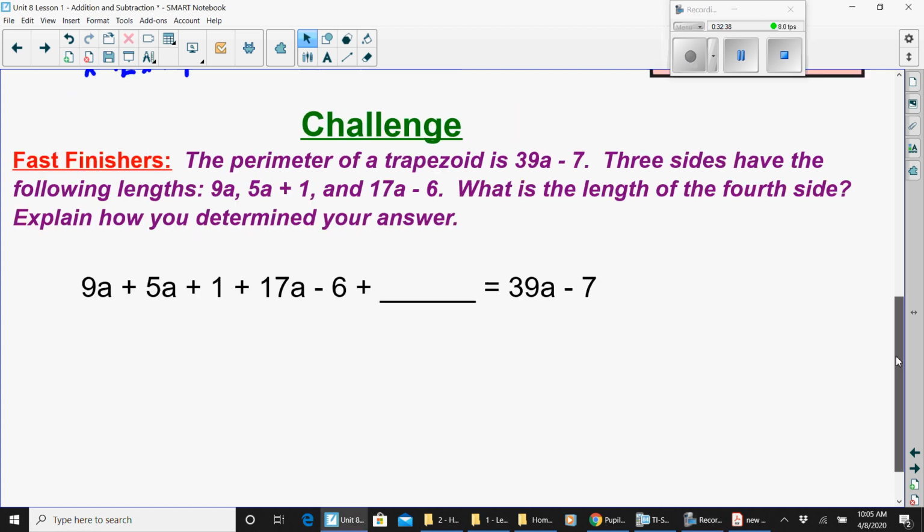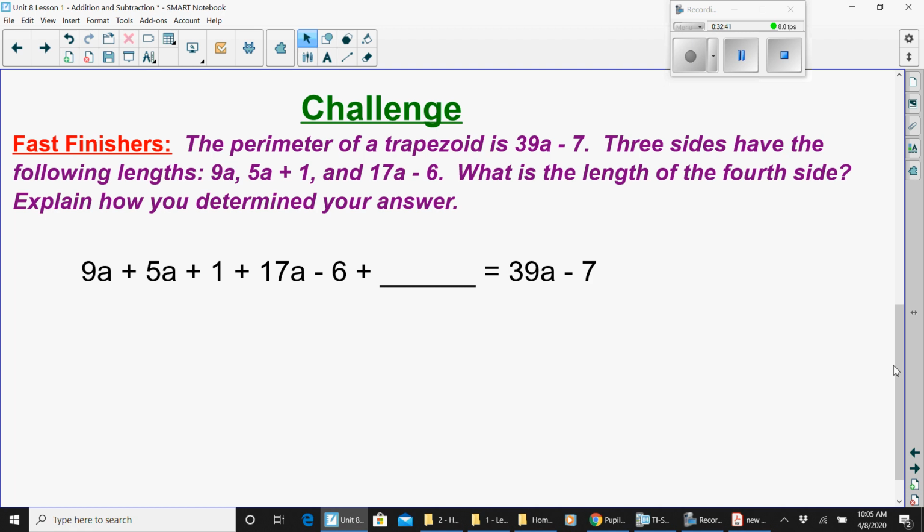So the challenge, the fast finisher. The perimeter of a trapezoid is 39a minus 7. 3 sides of the 4 have the following lengths: 9a, 5a plus 1, and 17a minus 6. And they don't give you that 4th side. You know that perimeter, you have to add up all the sides. So I just added up. All right, let's see. I just put them in a row here. It's 9a plus 5a plus 17a.